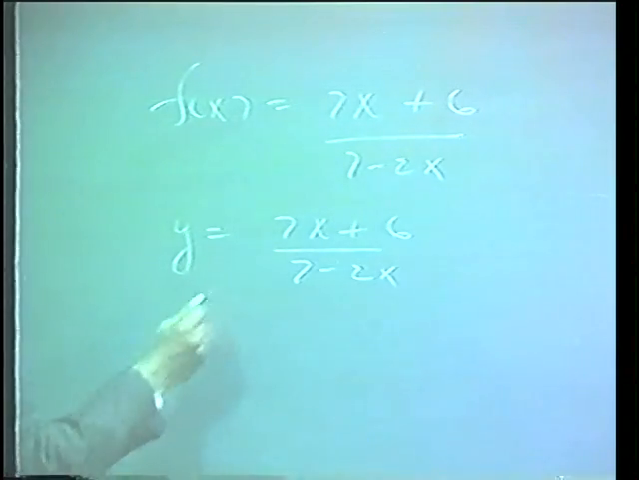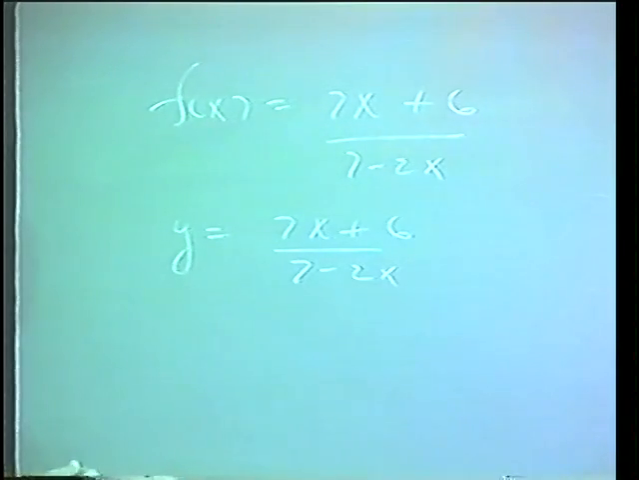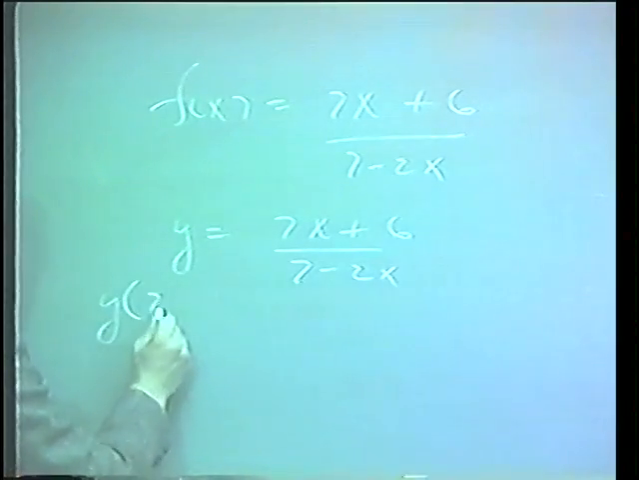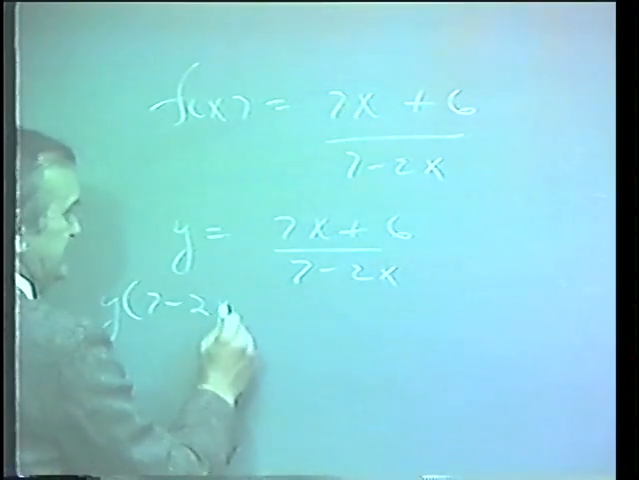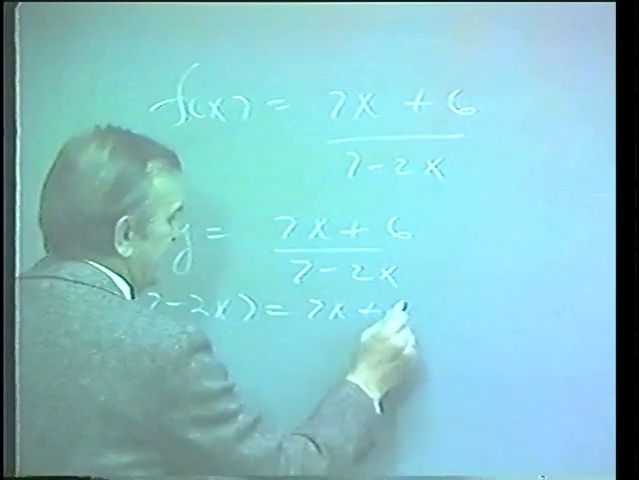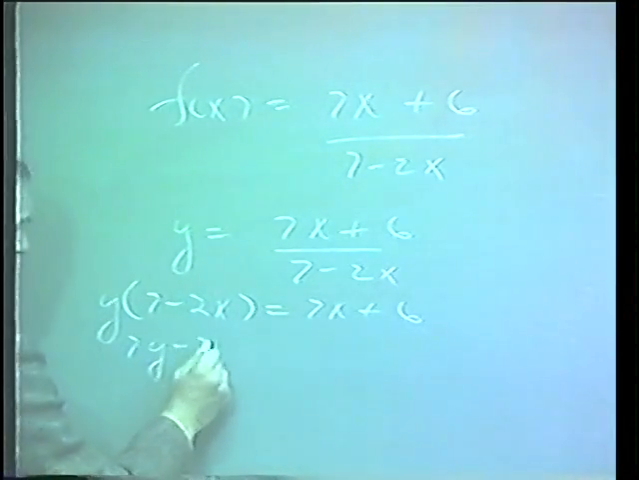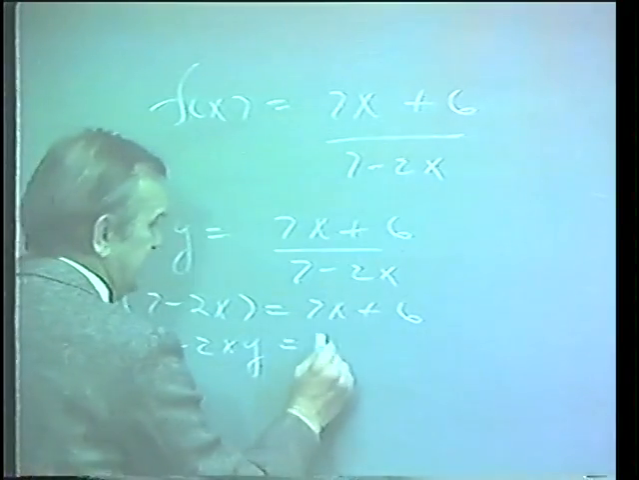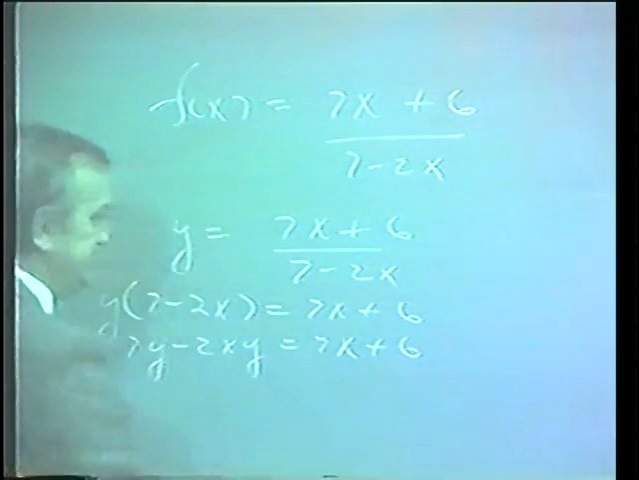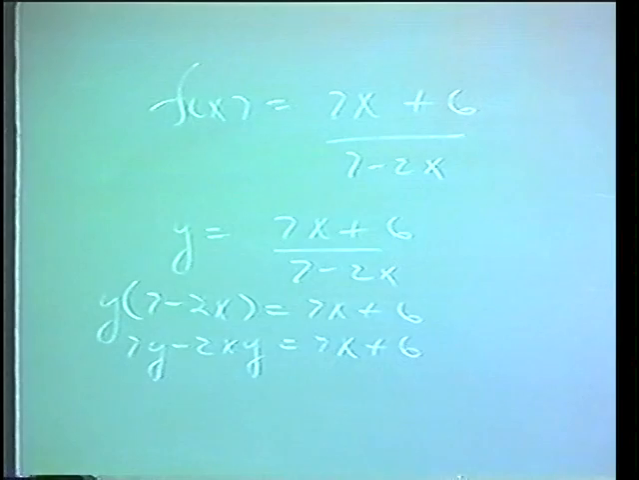If we multiply both sides by the LCM, which is 7 minus 2x, we get y times the quantity 7 minus 2x, equals 7x plus 6. Clearing parentheses, we have 7y minus 2xy equals 7x plus 6. Now remember, we are solving this for x. We want to get x all by itself.